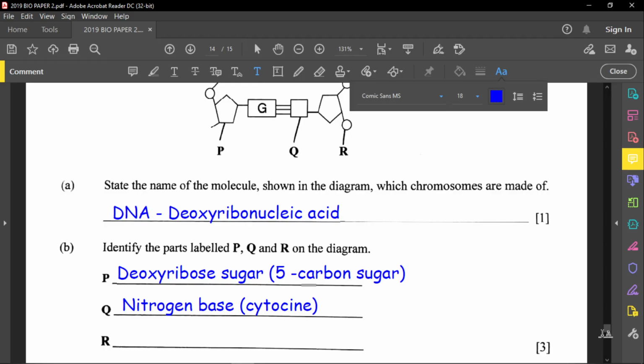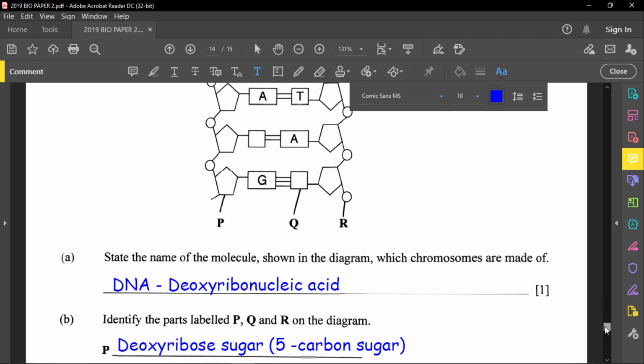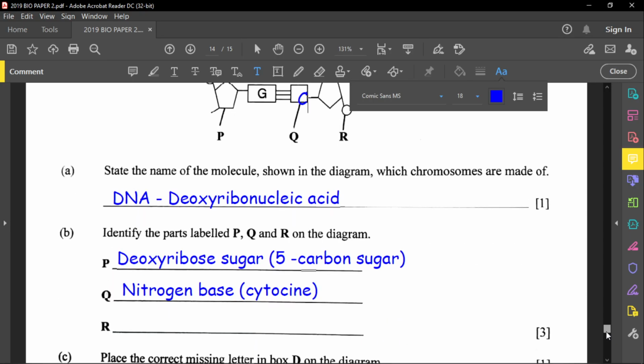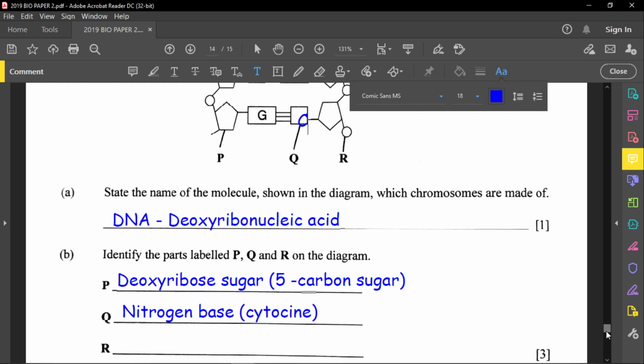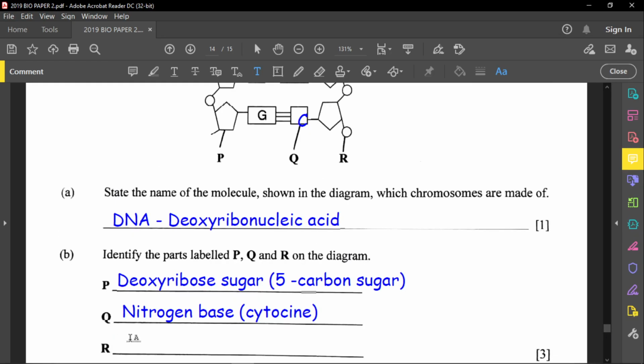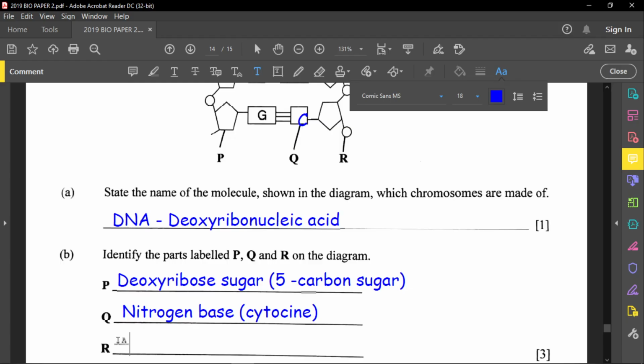Let's go up. Cytosine, the C right here. I'm going to put all of them for you. I should put R first, so that's C right there. I'm going to tell you the others as well. And R is the phosphate group. So this is the phosphate group here. We go all the way back. It's a phosphate group.